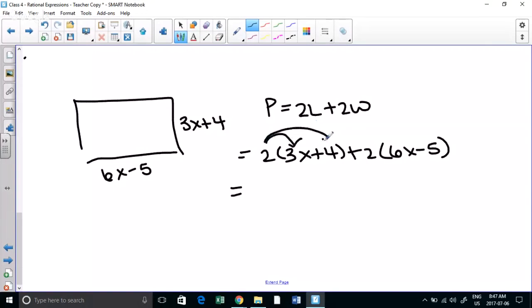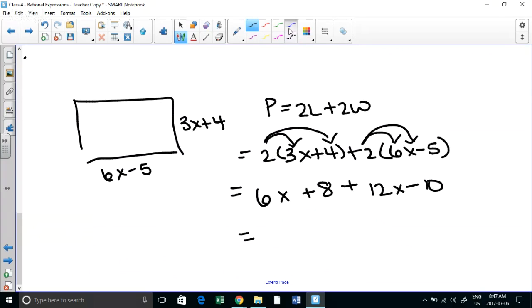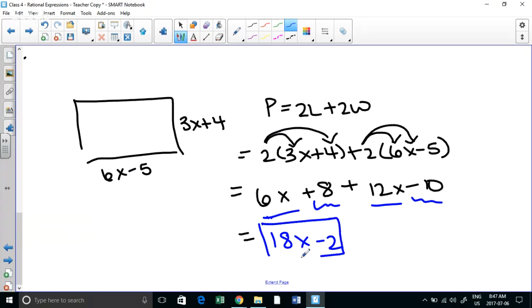So here I can distribute this 2 into both of the different binomials. So 6x plus 8 plus 12x minus 10. Put my like terms together. So these two go together, meaning I have 18x. 8 and negative 10 gives me minus 2. And that is the polynomial that represents the perimeter of that rectangle.